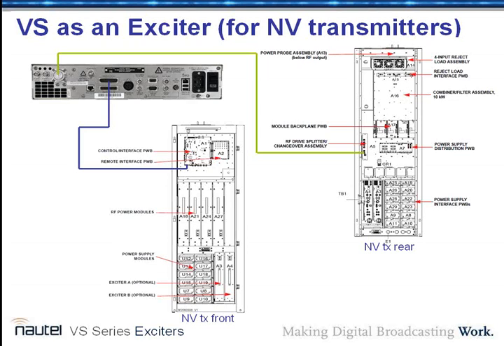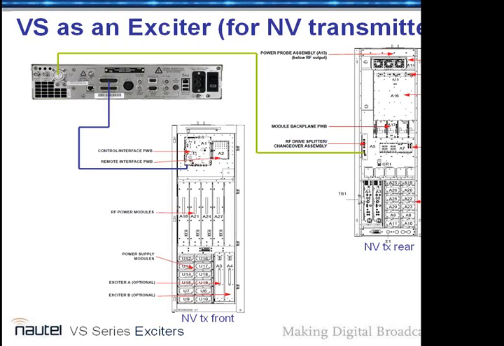Okay. So there's a very rudimentary schematic of what you would do if you were putting a VS exciter or, as I said, anything to drive an NV series transmitter. It's pretty rudimentary. You've got your remote mute wiring, and then you've got your coax, and that's about all there is to it. Very good.